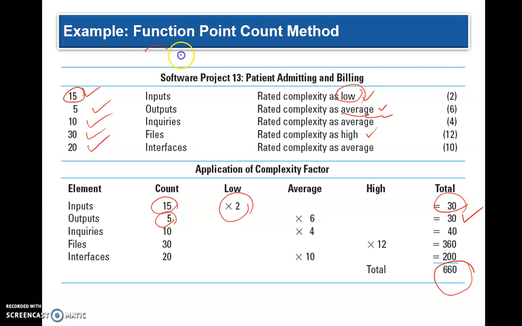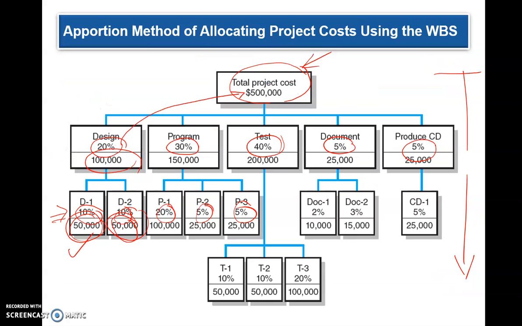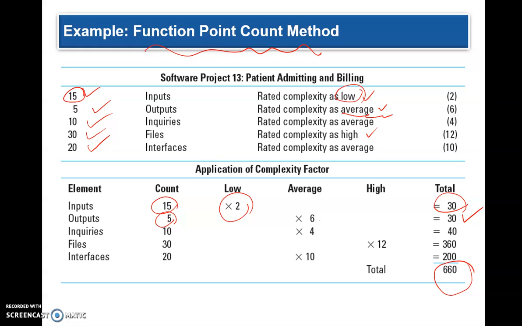Both the function point count method and the apportion method depend on the original estimation, in the sense that the experience that we talked about, whether that is correct or not, it depends on that. In the functional method, it depends on the ratings that you're giving as well as the factors that you're giving. It can depend on that as well.